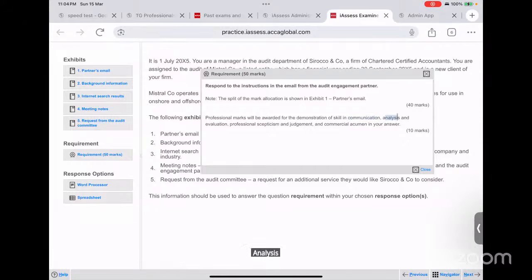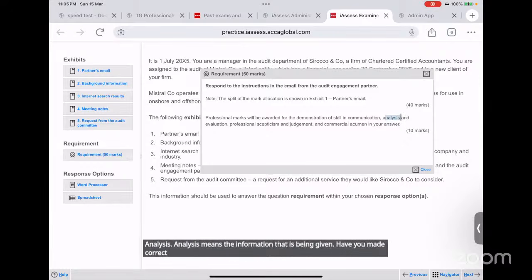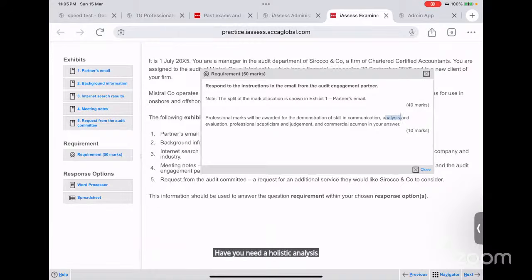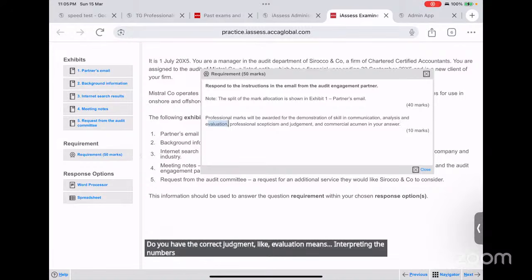Analysis. Analysis means the information that is being given: have you made a correct interpretation out of it? Have you made a holistic analysis? Have you calculated numbers, trends, ratios? Evaluation: do you have the correct judgment? Evaluation means interpreting the numbers plus giving a conclusion. It's good or bad. Evaluating it, coming to a conclusion.